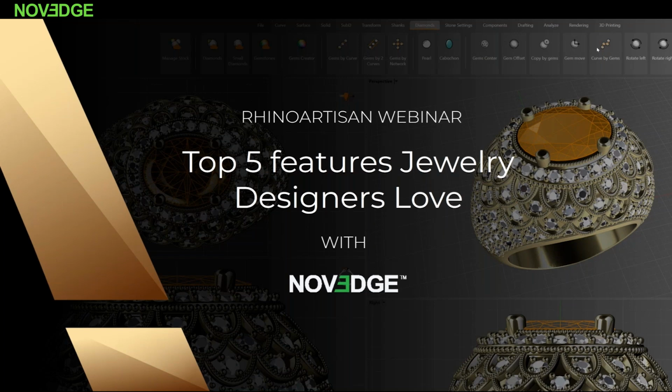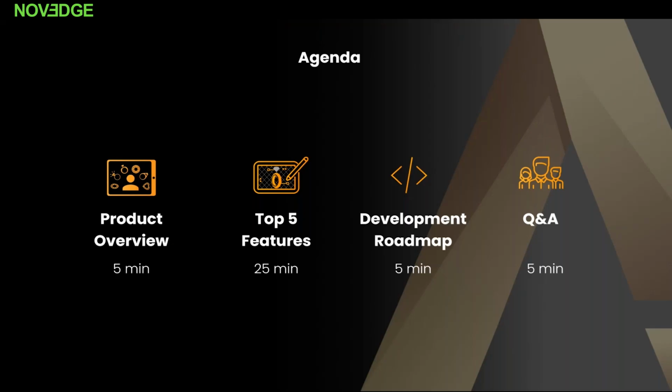Then this is the agenda for today. We will do a quick product overview of 5 minutes, and then we will focus on these top 5 features. It will be 25 minutes because we will do 5 minutes for each one, and then we will finish with the development roadmap. What is the news that we are working on? What is coming soon, and later question and answers.